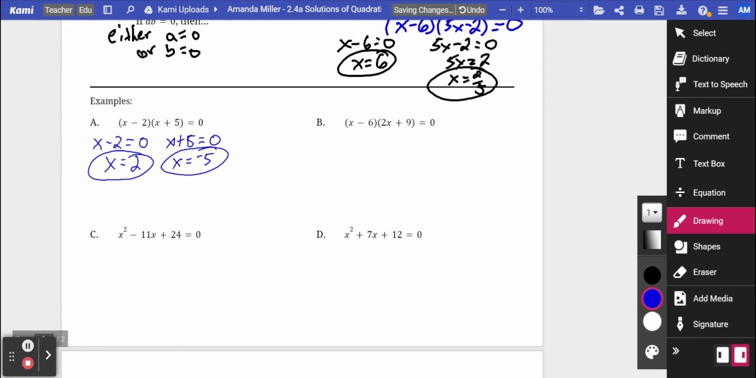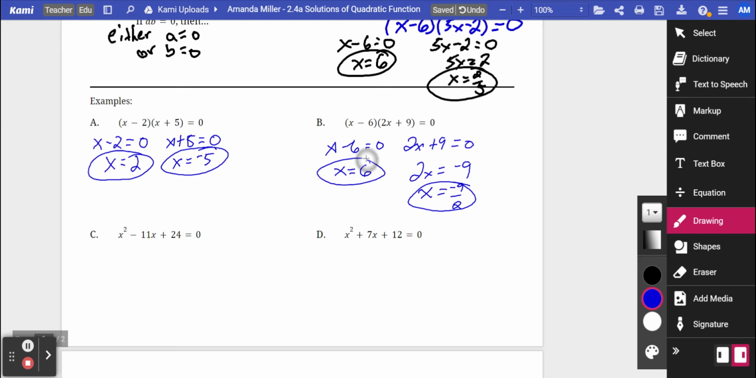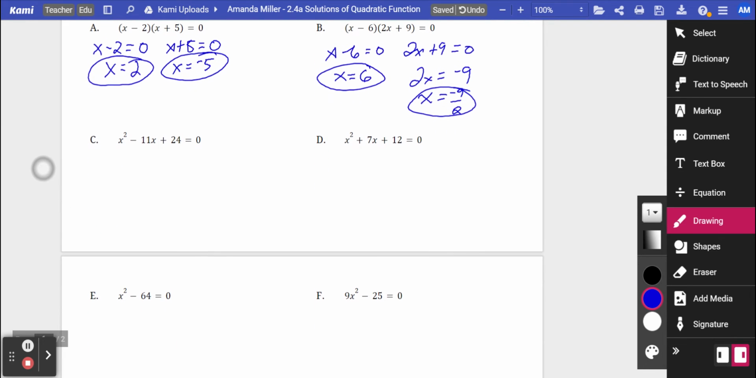Same thing over here. If I wanted to solve, how do I get x by itself? I add 6. How to get x by itself over here? Dividing by 2. Those would be my two solutions. Now, after that, it gets a little bit more complicated.